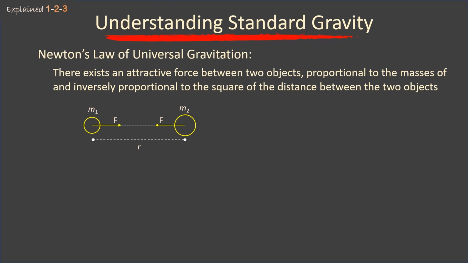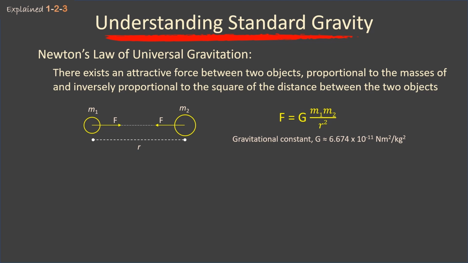Object 1 has a mass of m1, and object 2 has mass m2. They are a distance r apart from each other. An attracting force, F, exists between these two objects, and mathematically it can be expressed as F equals the gravitational constant, capital G, times m1 times m2, divided by the square of the distance, r. The gravitational constant is an experimentally determined tiny little number, and it should not be confused with the lowercase g, which is the nominal Earth gravity, or standard gravity.